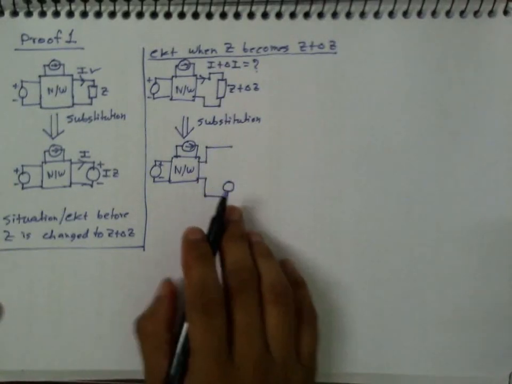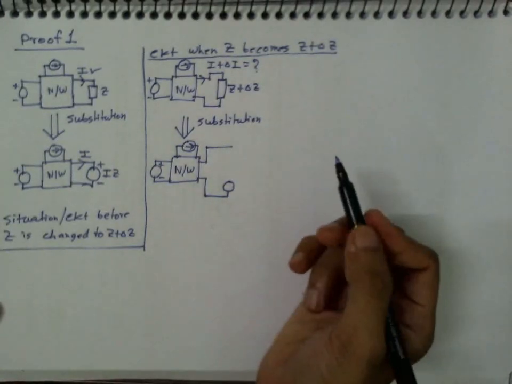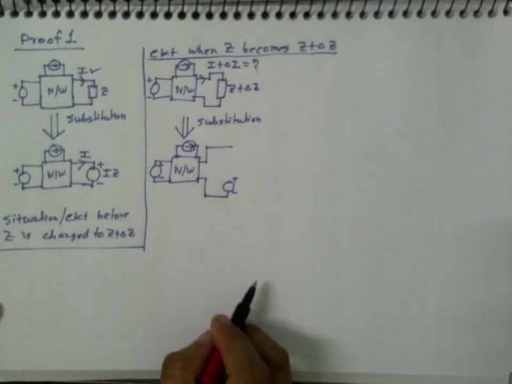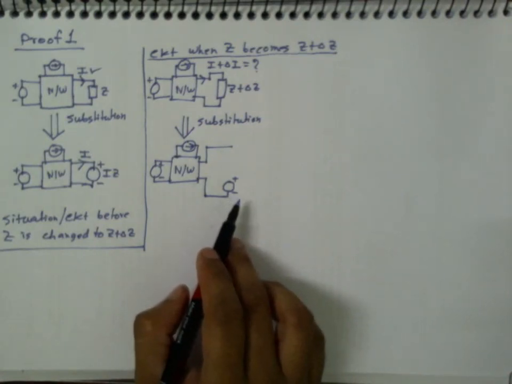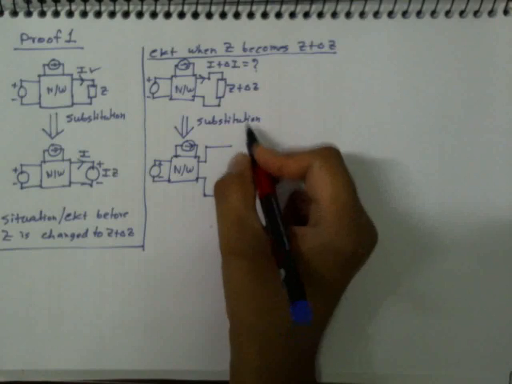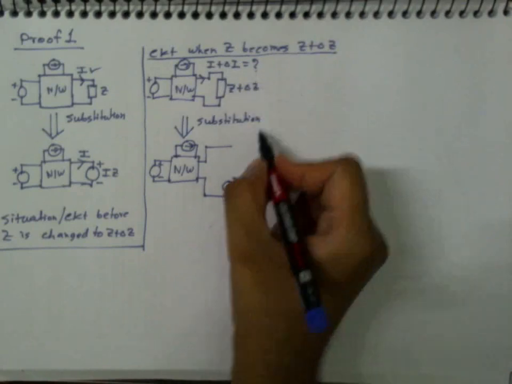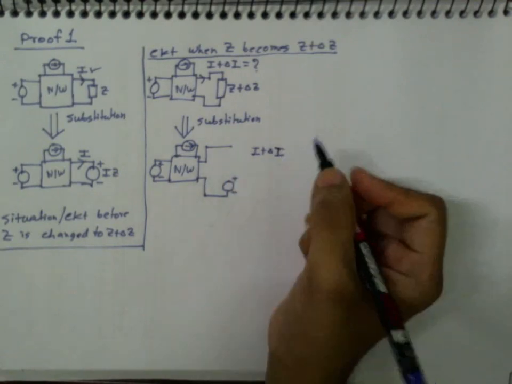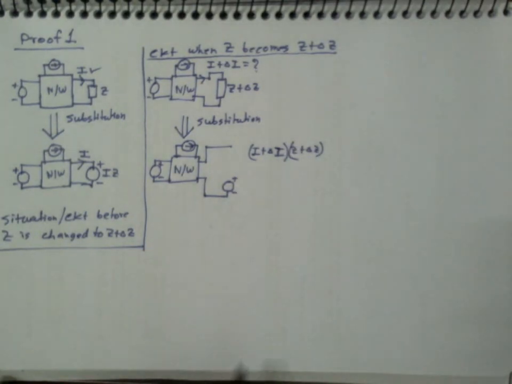Before that, what should be the orientation or polarity of this voltage source? Definitely it should be from top to bottom, so this side plus, this side minus. And what should be its value? It should be equal to the voltage drop across this in the original circuit. So the value should be the current I plus delta I multiplied by Z plus delta Z.